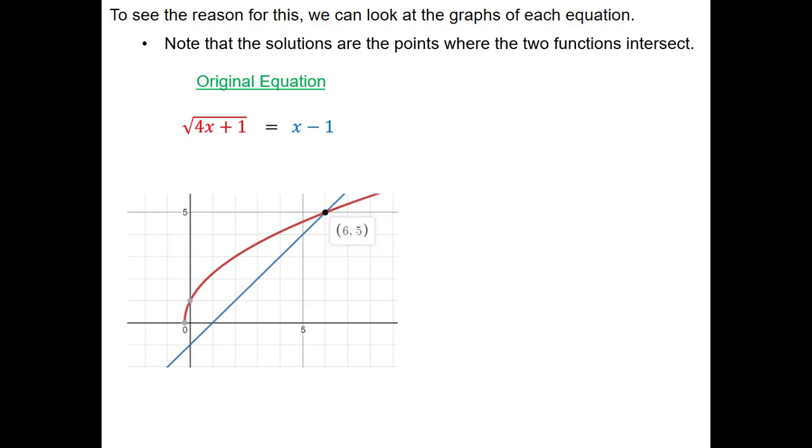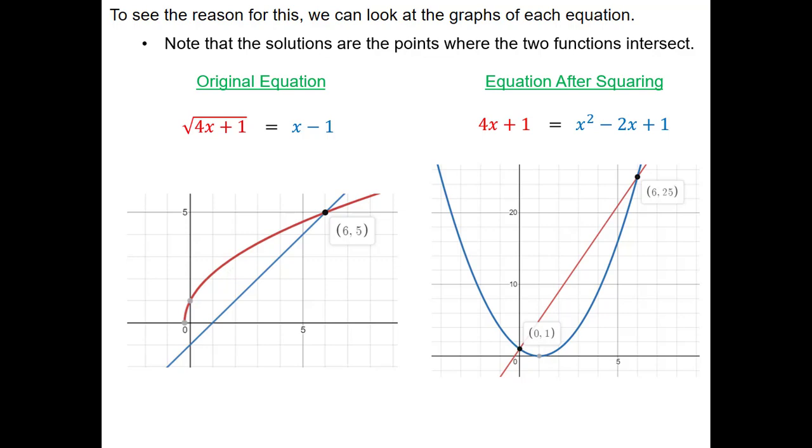But once we square both sides, remember that we get 4x plus 1 on the left, and we get x squared minus 2x plus 1 on the right. So now 4x plus 1 is a linear function, or the red one, while the right side is a quadratic. And notice that the quadratic now gives us two different solutions. One when x is equal to 0, and one when x is equal to 6.